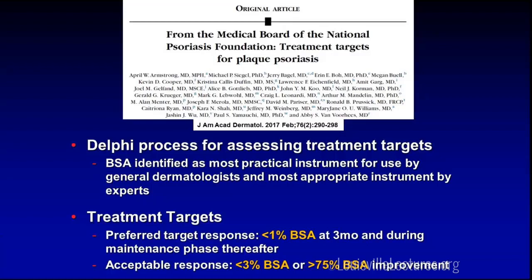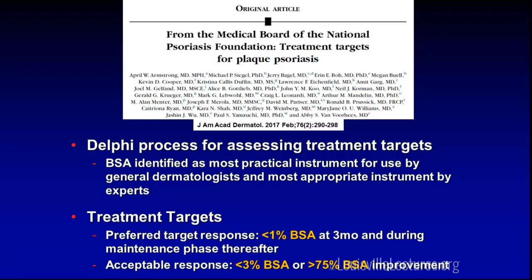And the medical board defined body surface area involvement as really the best instrument to use at this time, mainly because it's very quick and easy to estimate a body surface area, especially in a private, very busy clinical practice. And through a Delphi process and further discussions, it was recommended that the preferred target response would be that a patient have no more than 1% body surface area of psoriasis after 3 months of initiating treatment and from that point forward during maintenance therapy.